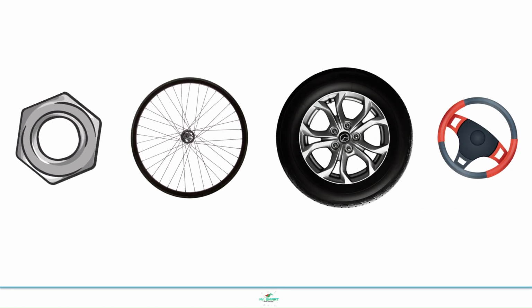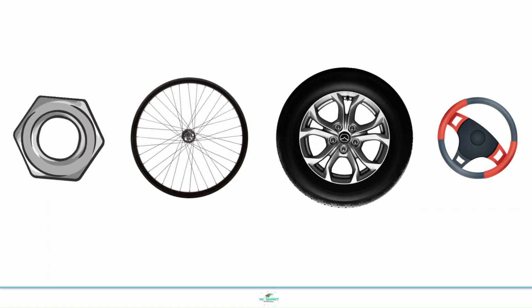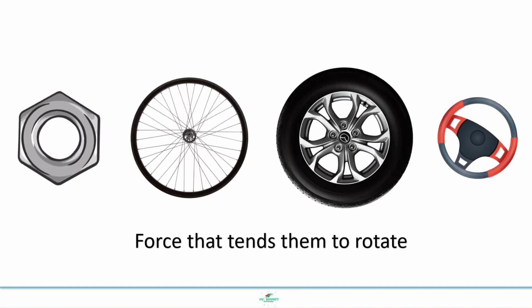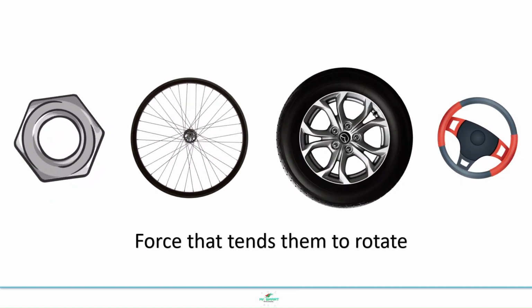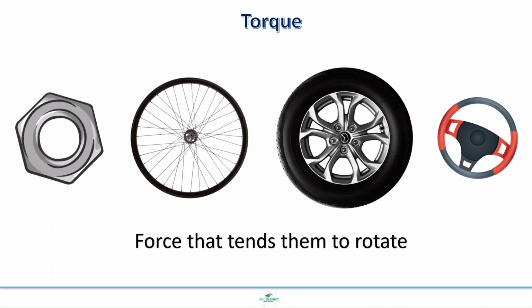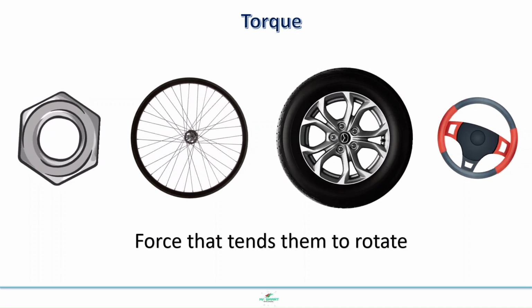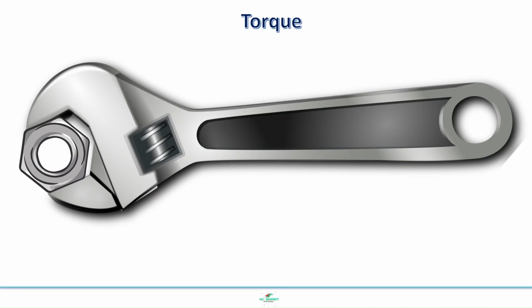Behind every rotating or turning object, there will be a force that tends to make it rotate or turn about an axis. We call this force torque. So, why do we need torque? How can we control it? Typically, when we have more torque, it will be easy for an object to rotate or turn about a certain axis.